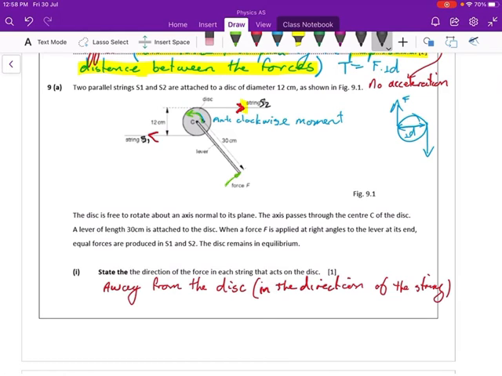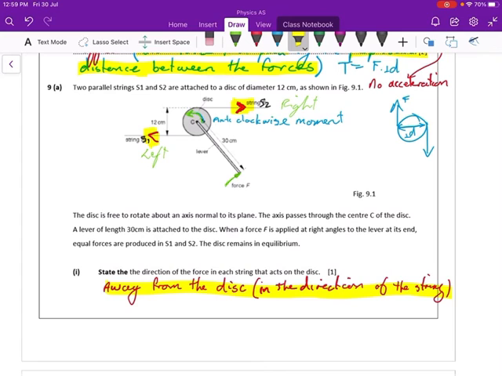So, in order for this not to turn anti-clockwise, I must apply a force on S2 in that direction, so away from the disk, and S1 also away from the disk. So S1 you could have said then to the left and to the right. This is the way that I stated it in my marking scheme.